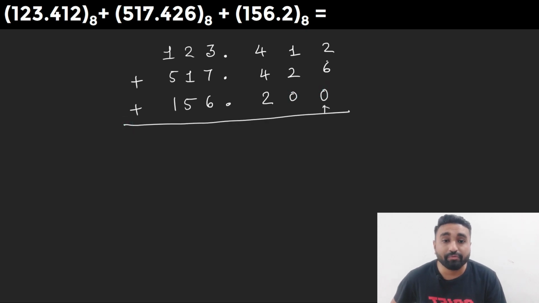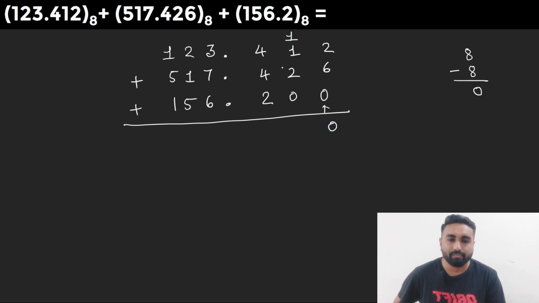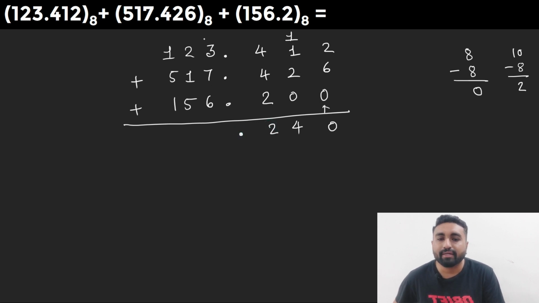So from the last column we will start. 6 plus 2 is 8. Okay, so we need to subtract 8 from that. Answer will be 0 and 1 will be carry. Okay, 2 plus 1 plus 1, that is 4. Here we have 4 plus 4 plus 2, that is 8 plus 2, that is 10. Okay, so 10 minus 8 you do, your answer will be 2. And there will be one carry.